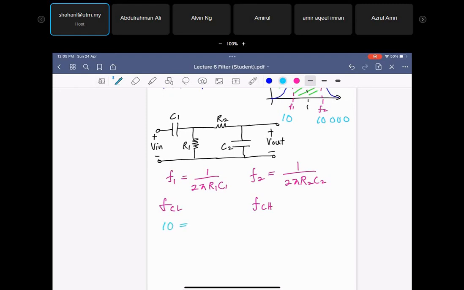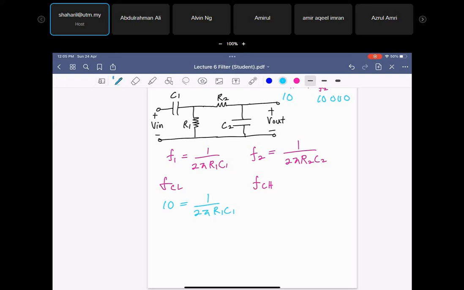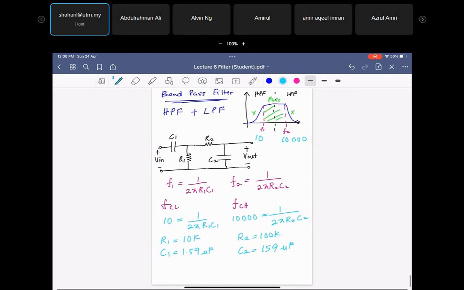For F1 equal to 10, 1 over 2 pi R1C1. So you can choose the value for R1, for example, 10K. So C1, when you calculate it, you get 1.59 microfarad. Done. And for 10,000, you also can calculate the value for R2 and C2. For example, R2 you choose 10K. Now for C2 you can choose 159 picofarad. Okay, this is how you design your band pass filter. For example, you want to allow frequency 10 to 10,000.